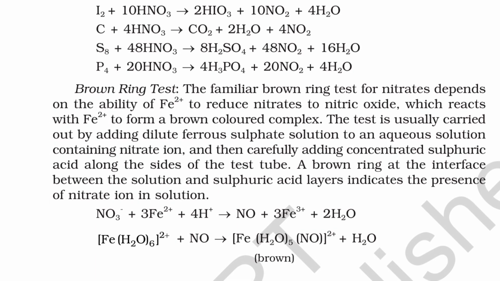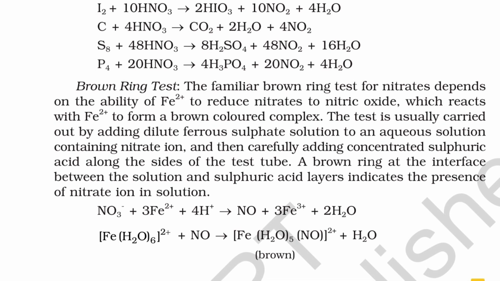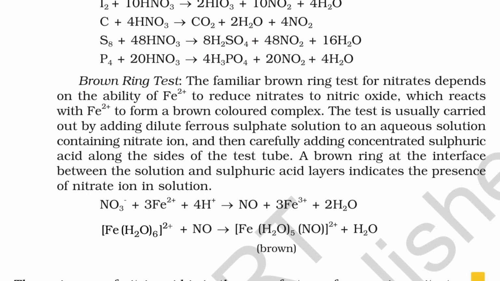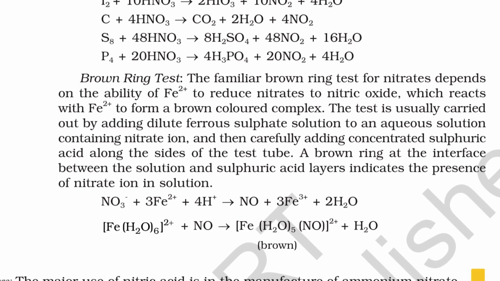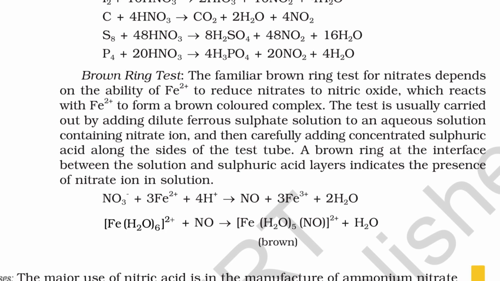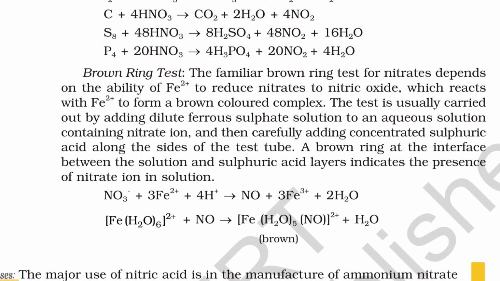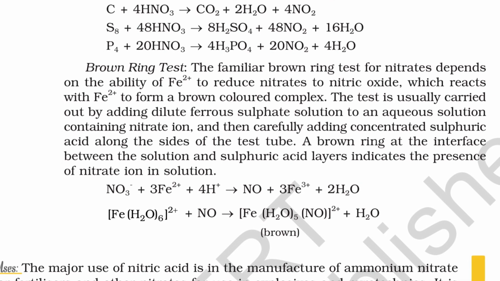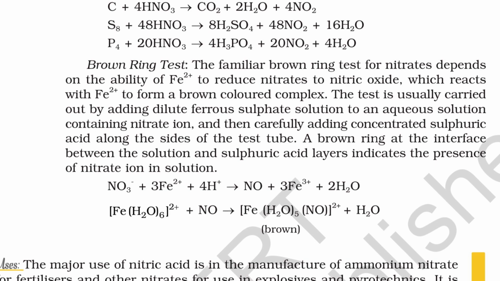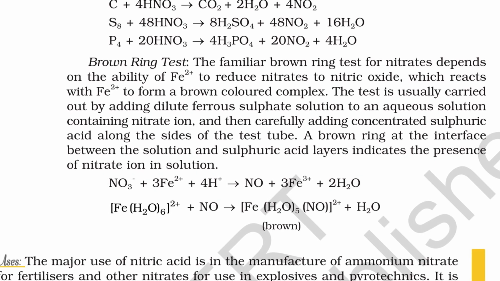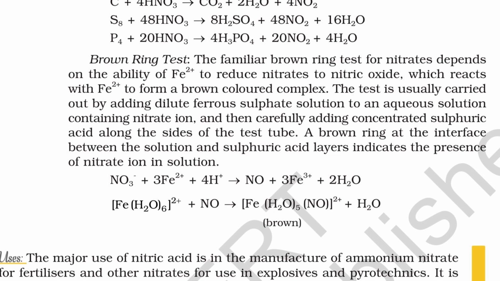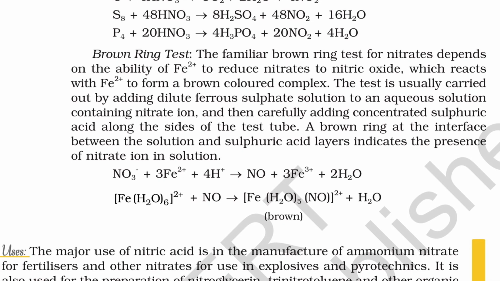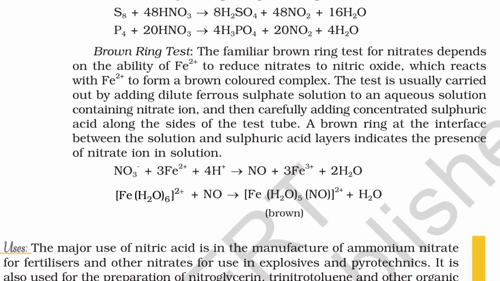A brown ring at the interface between the solution and sulfuric acid layers indicates the presence of nitrate ions in the solution. See, first nitrate ion is converted to NO by Fe+2. Fe+2 is oxidized to Fe+3, NO3- is reduced to NO. That NO will be joining with iron. Okay, now [Fe(H2O)6]2+ plus NO gives rise to [Fe(H2O)5NO]2+. Here iron will be in the +1 oxidation state. NO is also in the +1 oxidation state. It is believed: iron +1, NO+ in the brown ring test.